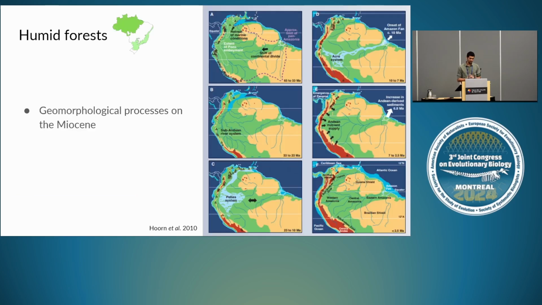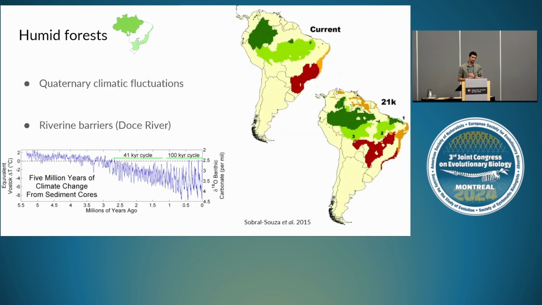Talking about the drivers of diversification in the humid forests of the neotropics, one of the proposed drivers is the geomorphological processes in the Miocene related to the final uplift of the Andes, which altered lots of riverine flows in the Amazon, and quaternary climatic fluctuations, as well as riverine barriers, which led to the diversification of northern and southern Atlantic forests and connection between those two forests in the Pleistocene, in the quaternary.